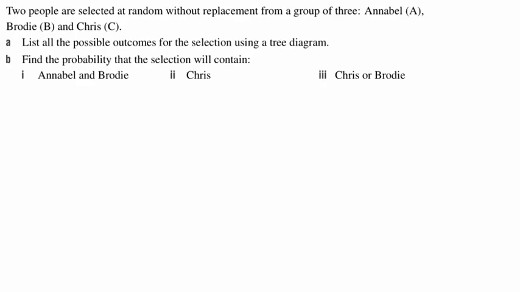In this example, we're going to be constructing a tree diagram without replacement. We've been told that two people are selected without replacement from a group of three: Annabelle, Brody, and Chris. Now, the idea of without replacement means we choose one of them and then we're not allowed to choose that same person again.